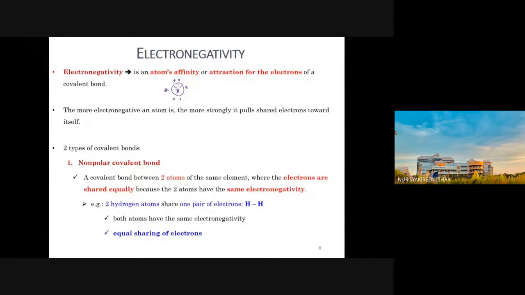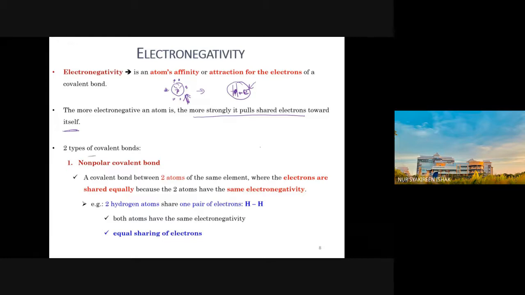Compared to, for example, hydrogen atom. So hydrogen atom has one valence electron. So this one valence electron within the hydrogen atom will be attracted to its proton. So hydrogen atom will be less electronegative compared to the oxygen atom. So the more electronegative an atom is, the more strongly it pulls shared electrons towards itself. So it means that oxygen will pull electrons more towards itself.